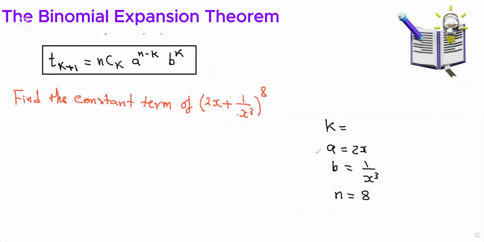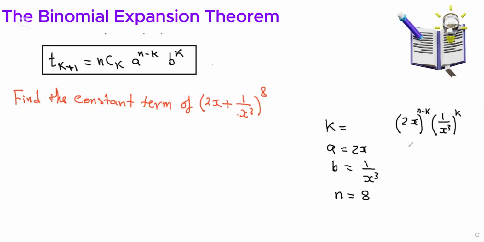So there are two ways I'm going to show you how to do this. The first one, just by eyeballing this, so you know a is 2x and you know b is 1 over x cubed. And here you have n minus k, and here you have k. Now, always know these two exponents, they always end up adding to 8. So whatever n minus k and k is, when you add them, they end up adding to 8.